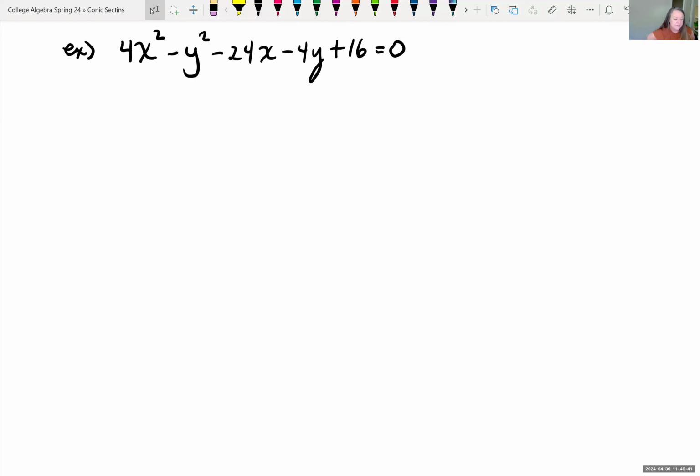So we have an equation in front of us, 4x squared minus y squared minus 24x minus 4y plus 16 equals 0. Without being in this section, you should be able to recognize that this is a hyperbola. So remember, look at the coefficients in front of our squared terms. So our 4 in front of the x squared term and our -1 in front of the y squared term. These are opposite signs. This tells me we have a hyperbola.